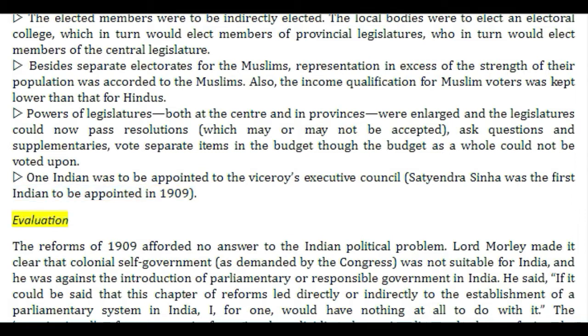Evaluation. The reforms of 1909 afforded no answer to the Indian political problem. Lord Morley made it clear that colonial self-government, as demanded by the Congress, was not suitable for India, and he was against the introduction of parliamentary or responsible government in India. He said, "If it could be said that this chapter of reforms led directly or indirectly to the establishment of a parliamentary system in India, I, for one, would have nothing at all to do with it."